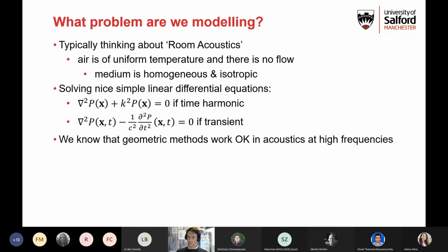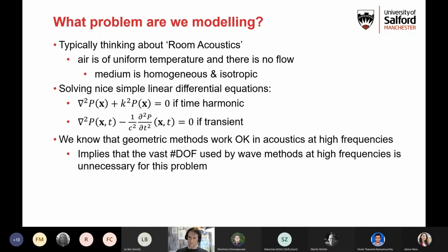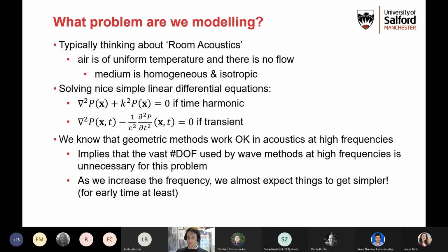And we know that geometrical acoustics methods, GA methods, such as ray tracing and image source, as Alan mentioned yesterday, work okay in acoustics at high frequencies. And this kind of implies that the vast number of degrees of freedom used by wave numbers at high frequencies is actually unnecessary for this problem. As we increase the frequency, we almost expect things to get simpler, at least for early time. So that leads us on to consider how we might simulate full audible bandwidth acoustics.